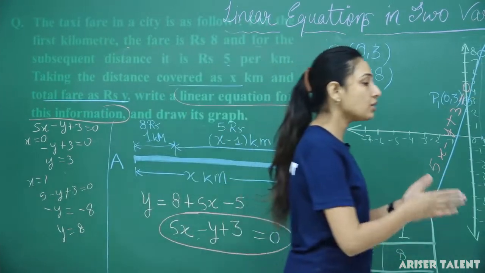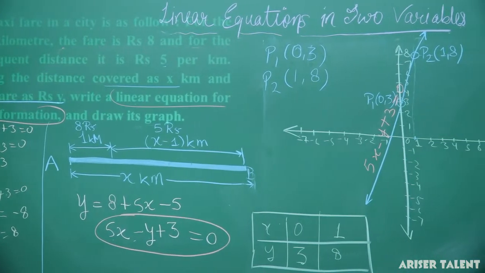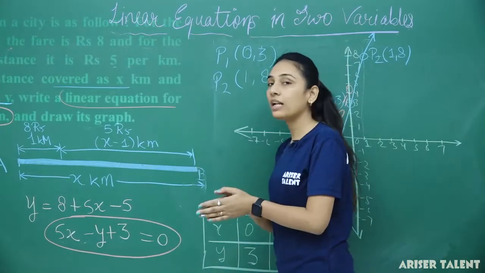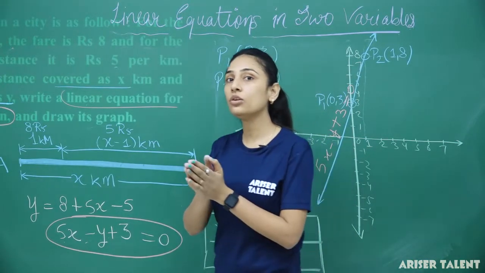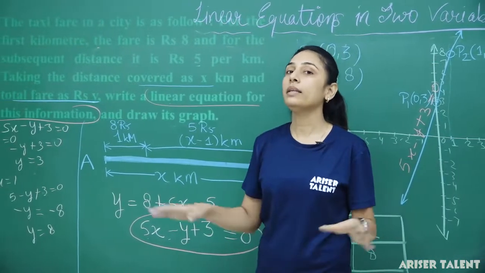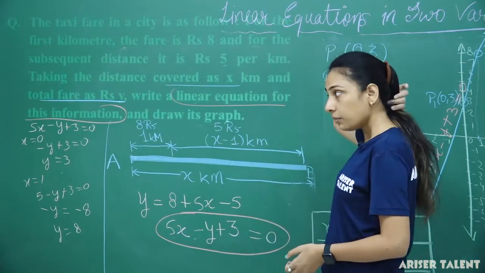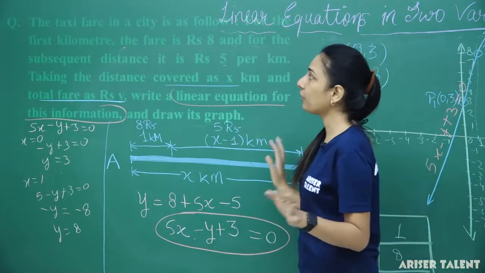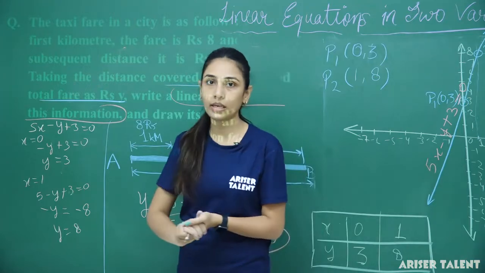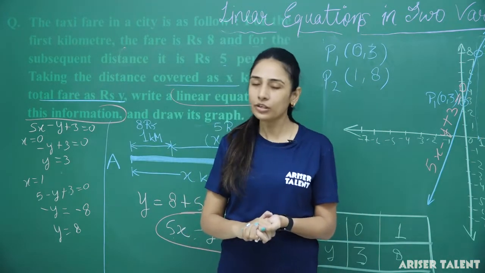Noted? First we find the equation with the help of the given information, and after getting the equation we put values of x and find the value of y with respect to x, and then we plotted the graph. Okay. Now students, be clear about that. This is for today. In our next lecture we are going to do some very exciting questions.